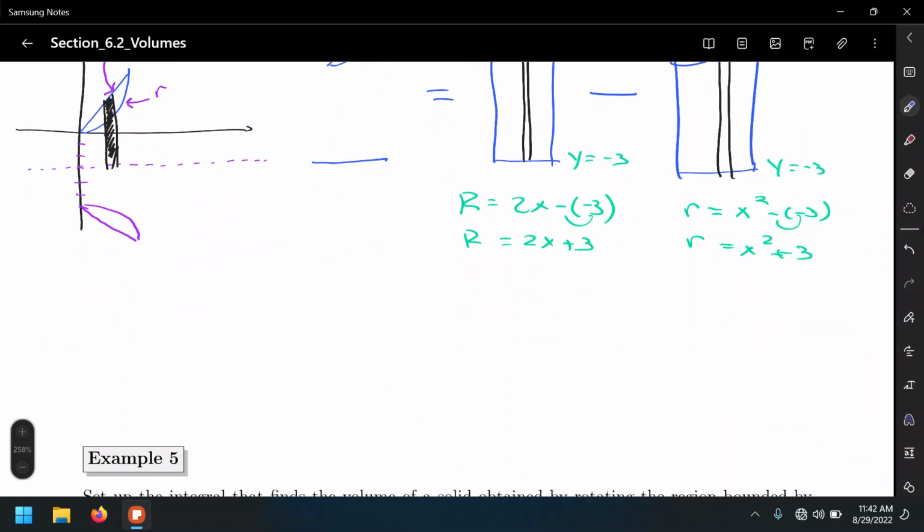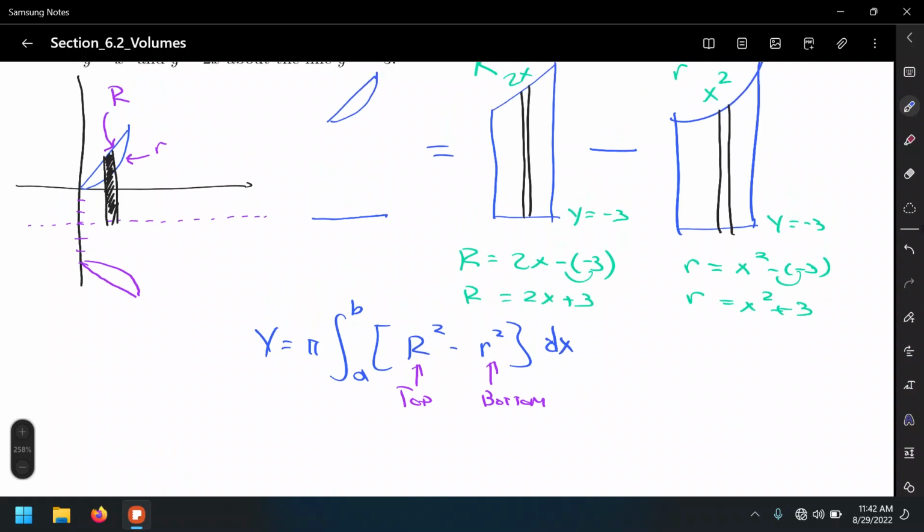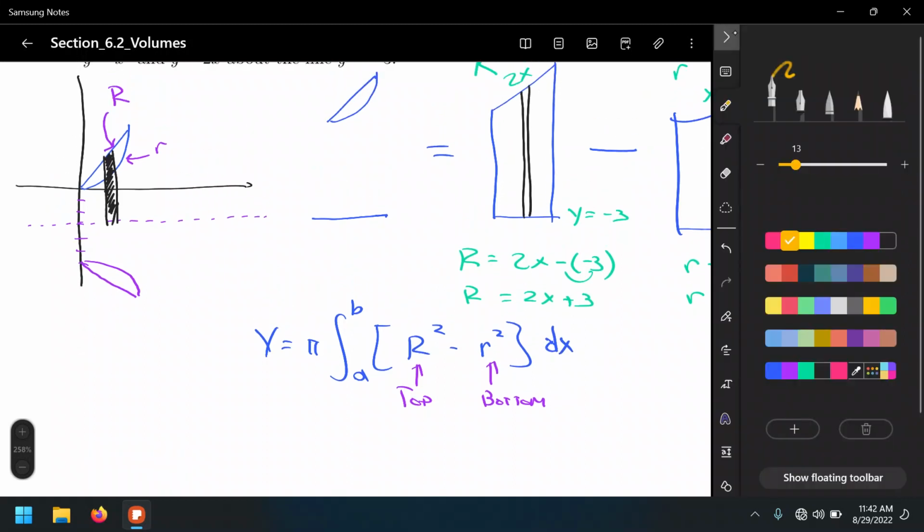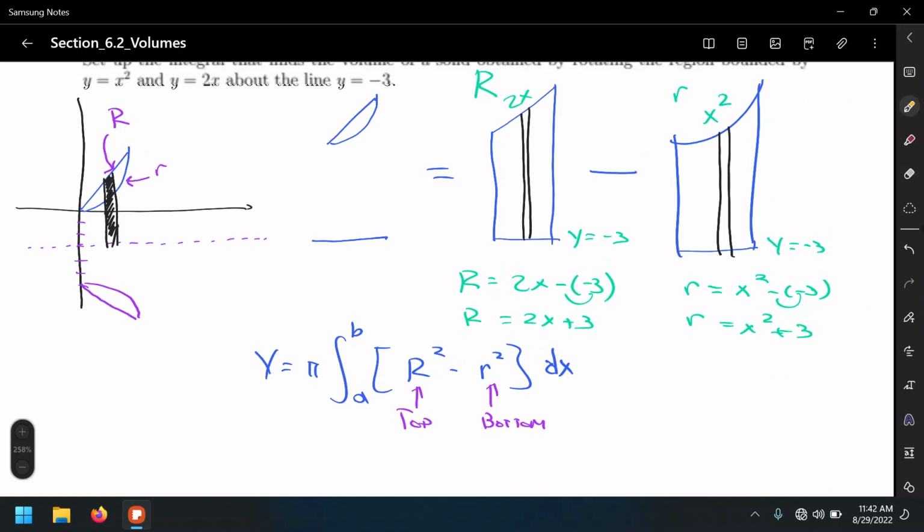Okay, so we're ready to do volume equals pi times the integral from a to b of big R squared minus little r squared, which individually represent top minus bottom, with respect to x. And we're missing another piece of information, the limits of integration, right?